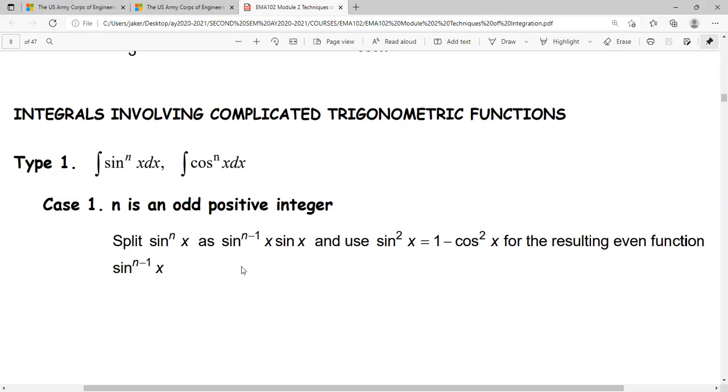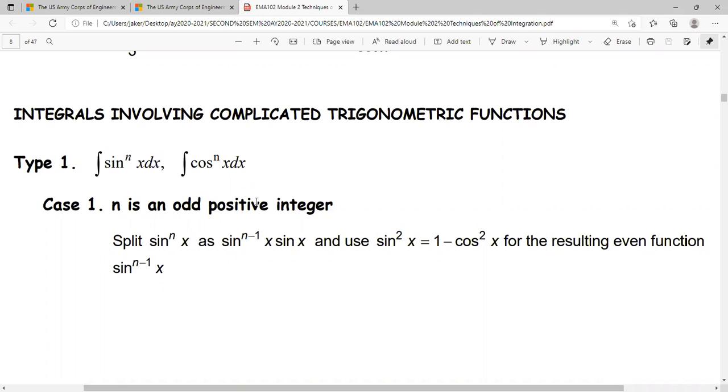Case 1 involves a sine or a cosine function wherein your n here, the exponent to which your sine or cosine function is raised, is an odd positive integer. So meaning you cannot use this particular transformation technique if n is negative or if n is even. So it has to be both odd and positive. So what is the thing that you will do prior to integration whenever you're given this particular trigonometric expression?